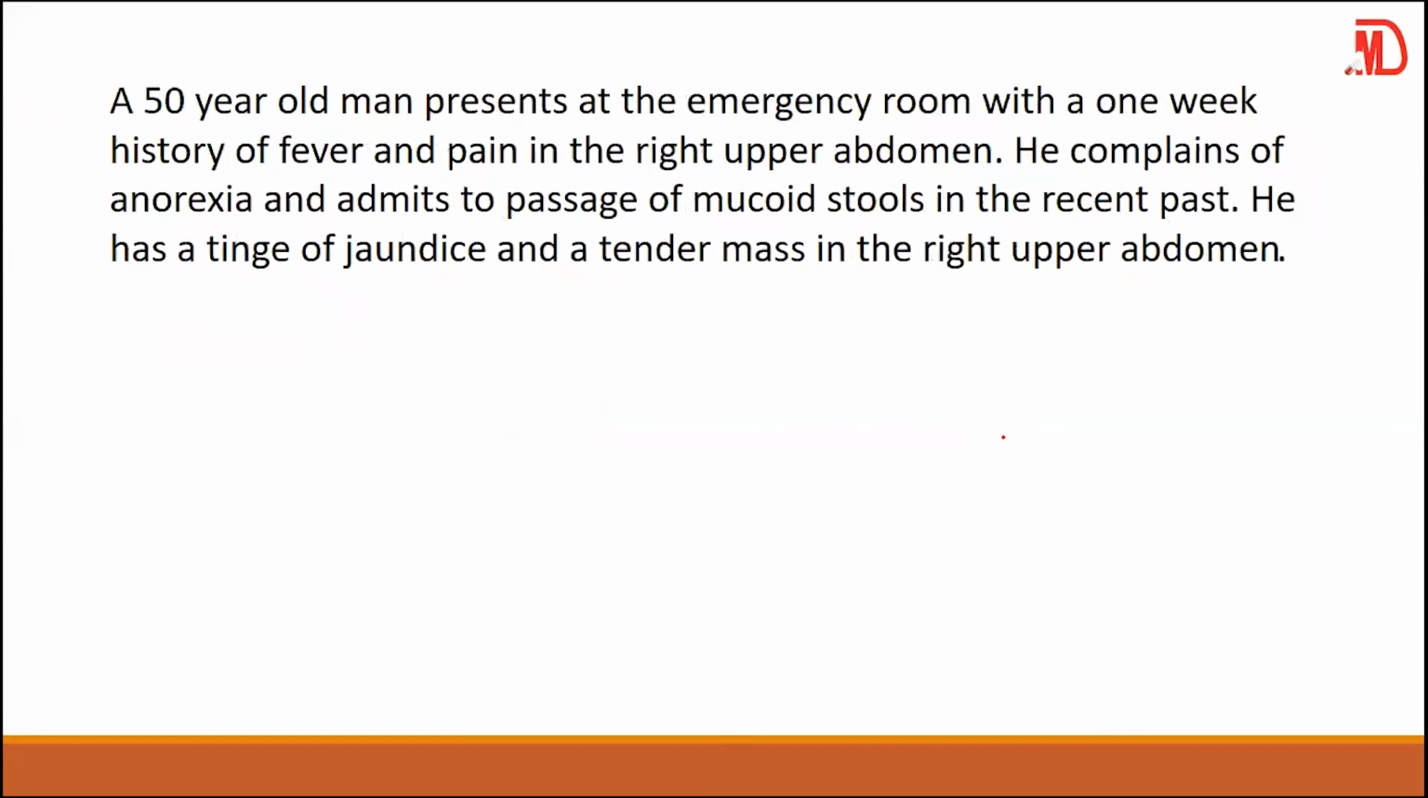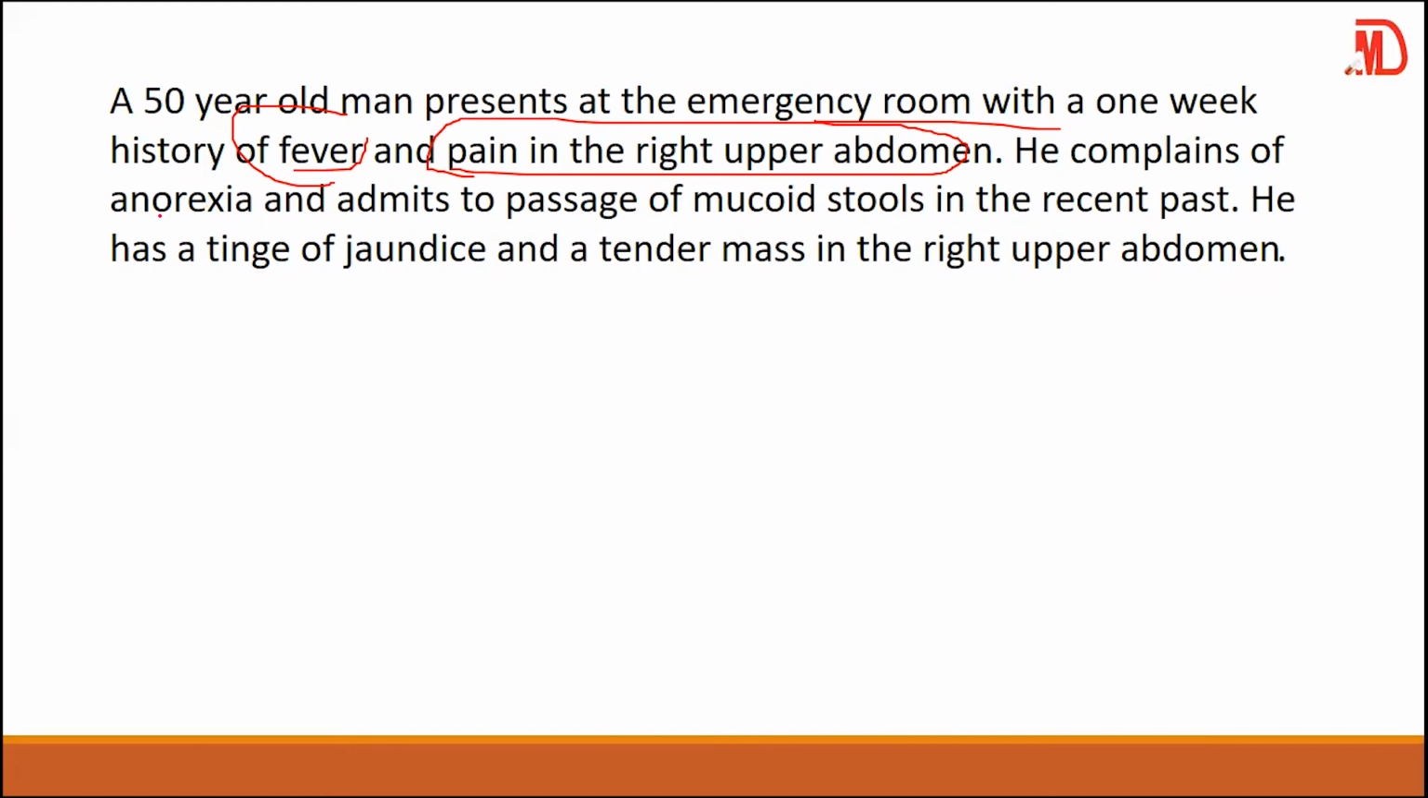So we have a 50-year-old man who presents at the emergency room with a 1-week history of fever, pain in the right upper abdomen. Again, in contrast to the previous one, look at it. In the right upper abdomen, not just the upper abdomen. So you start thinking of which organs are found over there. You can think of the liver, you can think of the gallbladder. Mainly the liver, the gallbladder should come to your mind.